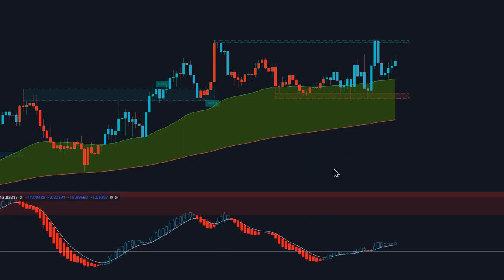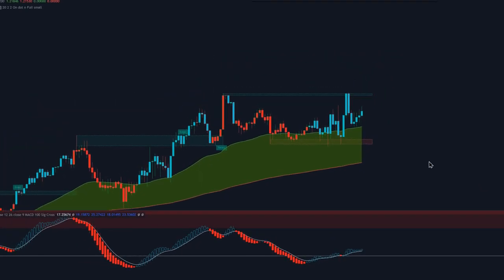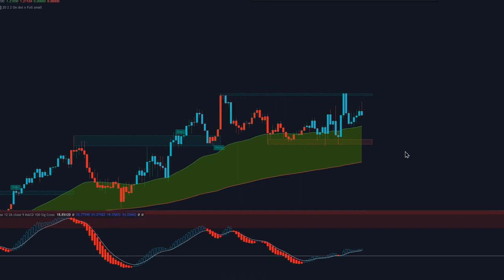Condition number 3 is that we need the price to do a break and retest of the most recent resistance level. The resistance level is going to be identified by the break and retest indicator as this dotted horizontal level right here. To see this indicator in action, let's just let the market play out.